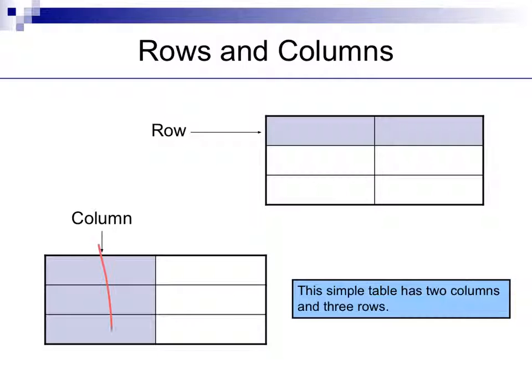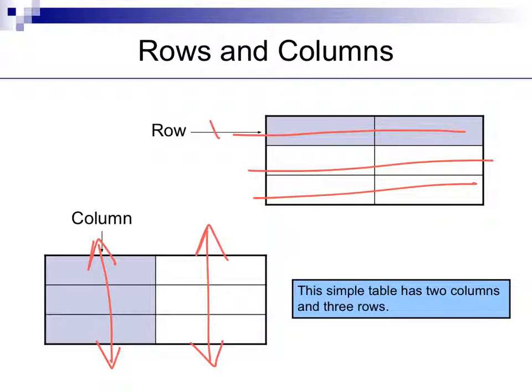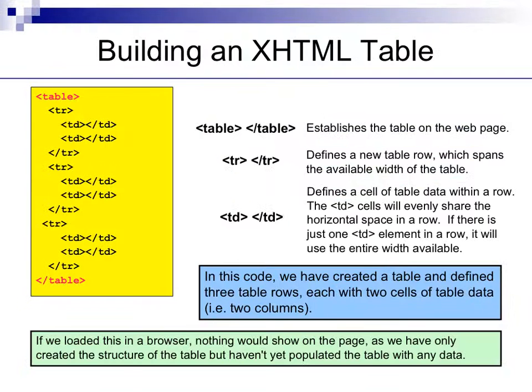A column goes up and down. Okay, so this particular table has two columns and 1, 2, 3 rows. Okay, so 2 columns and 3 rows. All right, we have 3 elements we're going to talk about right now.